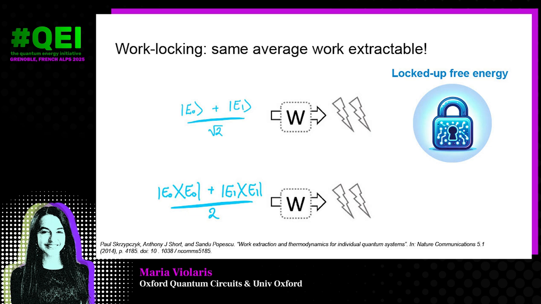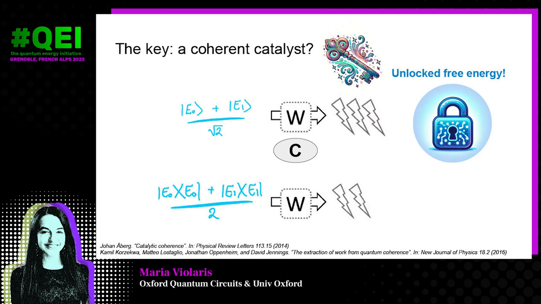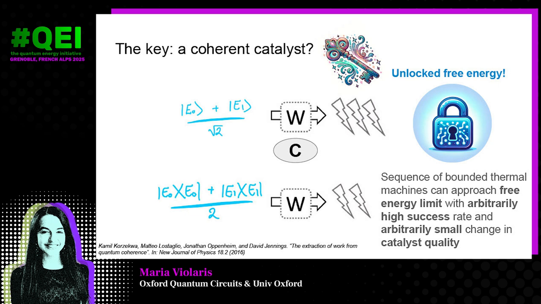So that seems a bit sad that you can't get that extra free energy. But then later results introduced a coherent catalyst into the picture. So added a catalyst in, which itself has coherence, and then used this catalyst within the work extraction task. And then it turns out that there is actually a way to not be constrained by this work locking anymore and extract more free energy from the coherent state by using this catalyst. And the result shows that you can create this sequence of thermal machines which approach this limit of extracting the free energy of the coherent state with an arbitrarily high success rate, low failure probability, and you can keep improving the change in the quality of your catalyst as well. So you can create this sequence of machines approaching that limit.